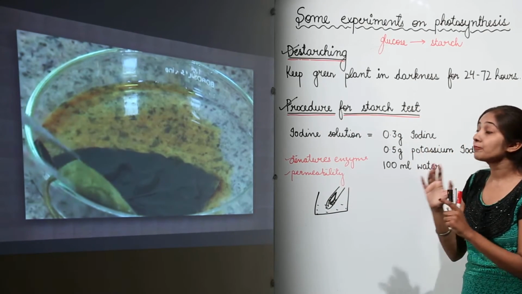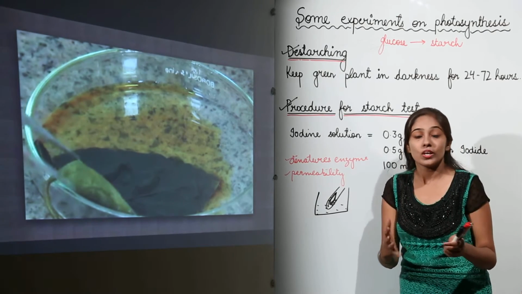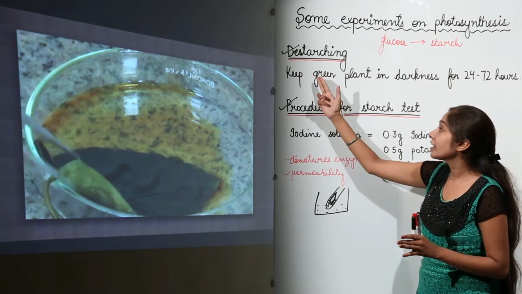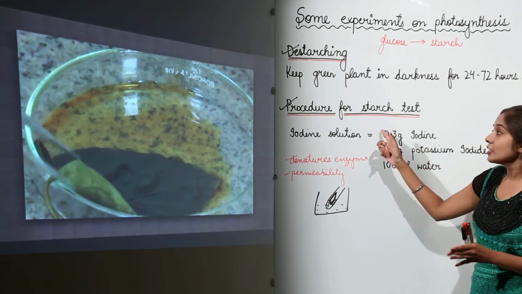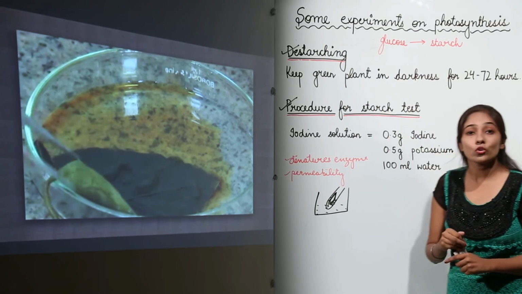So I hope that the procedure for the experiments that we conduct during photosynthesis is clear to you. This was the basic procedure which we follow for de-starching a plant and for the starch test. So these are the basics which you need to know when we discuss some experiments on photosynthesis.